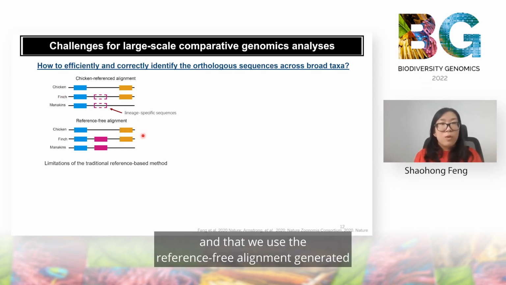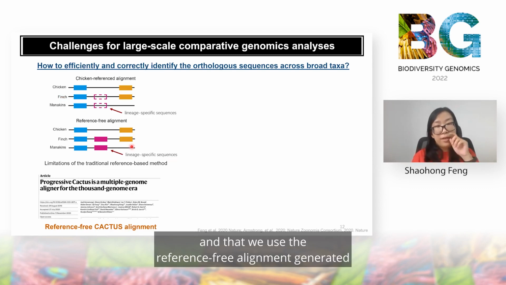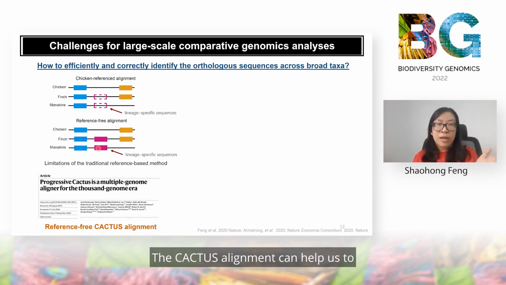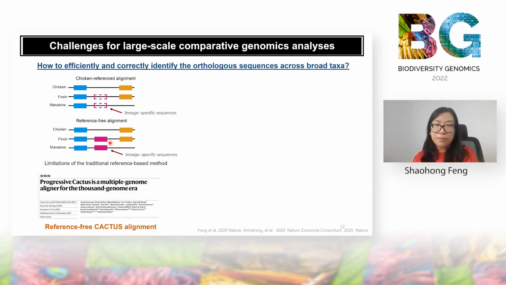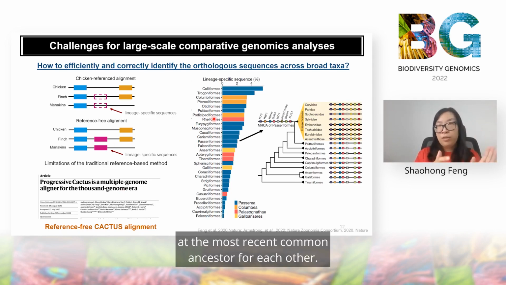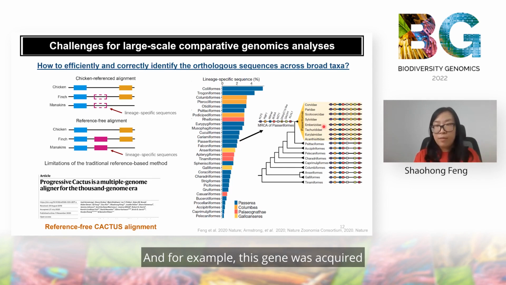And that's why we use the reference-free alignment generated by the curators. The curators' alignment can help us to get this lineage-specific sequencing. And here we plot the lineage-specific sequence identified at the most recent common ancestor for each order. For example, this gene was required at the node of the ancestral form.